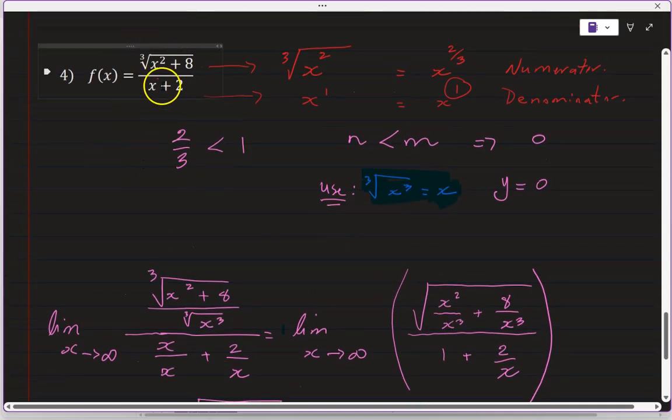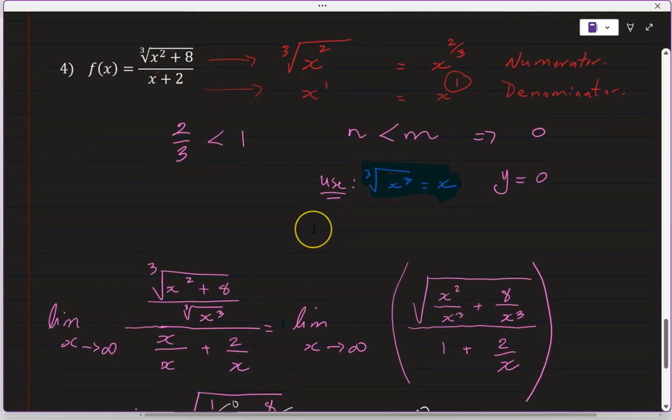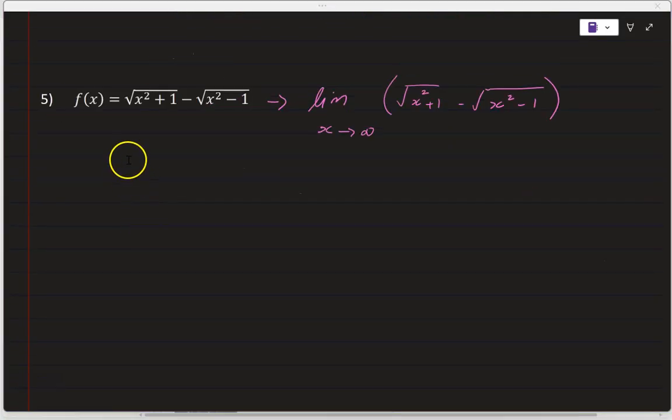Yes, for this function right there. Okay, one more example. This one is a special one. I put it in there just to make sure that you are paying attention. So here is the function. It looks like a square root function. I want to know if this has any horizontal asymptotes.